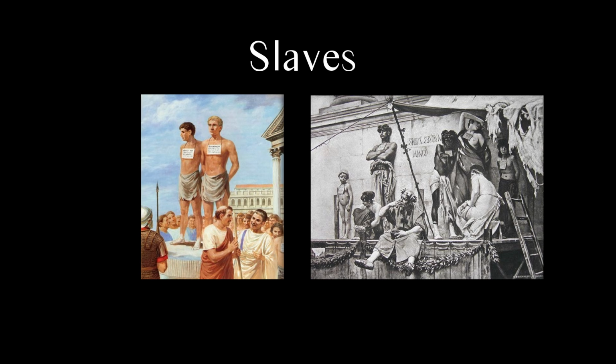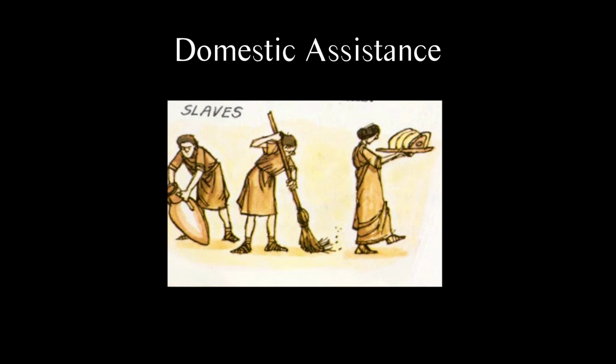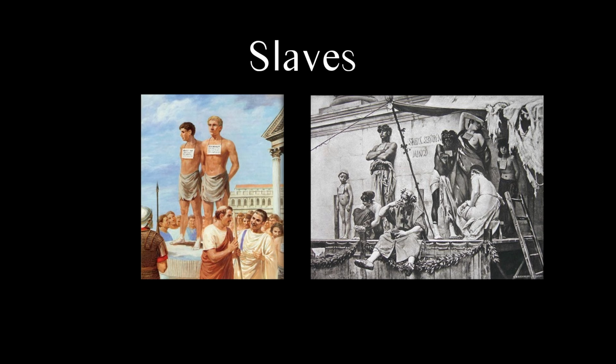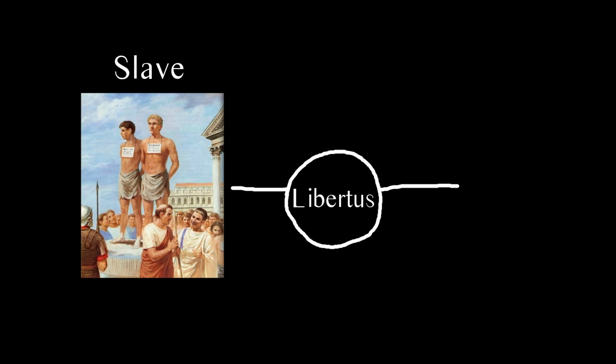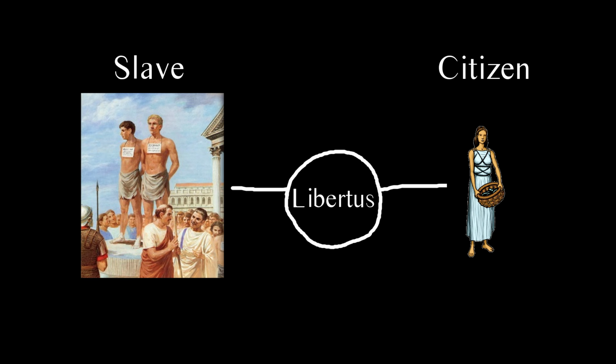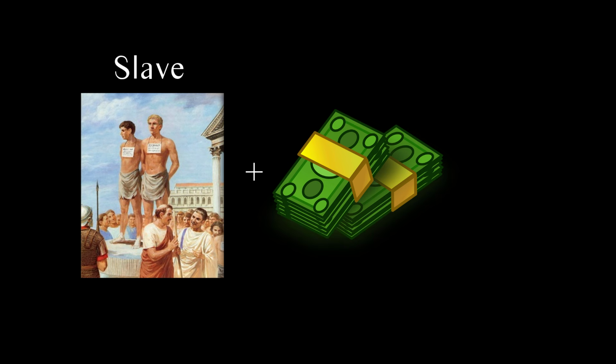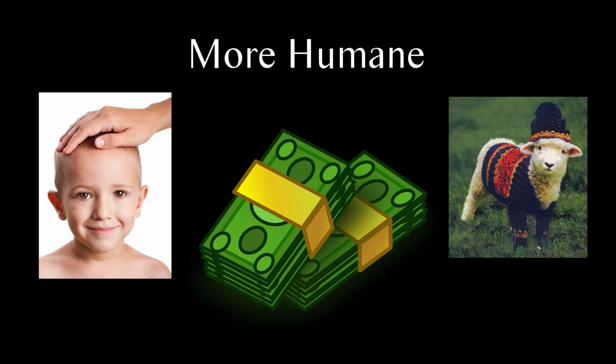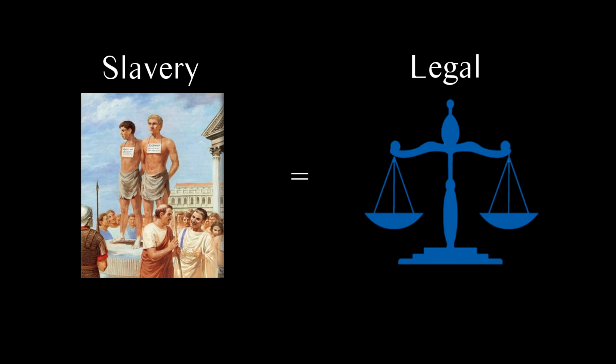The slaves in Rome were used for a variety of purposes, including manual labor, domestic assistance, entertainment, and sometimes skilled labor, like being a craftsman or physician. Slaves who had pleased their masters could potentially become something called libertus, where they were somewhere between slave and citizen, and their children would be citizens. Oddly enough, it was technically possible for Roman slaves to earn currency and they could potentially buy their own freedom. While treatment of slaves generally was more humane as time continued, slavery was legal throughout the duration of the Roman Empire.